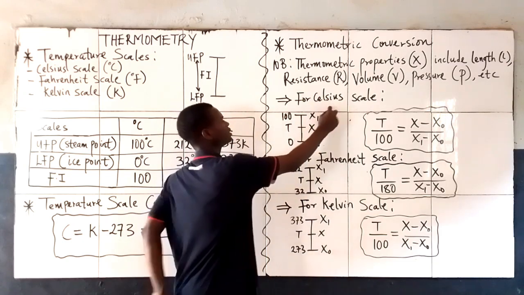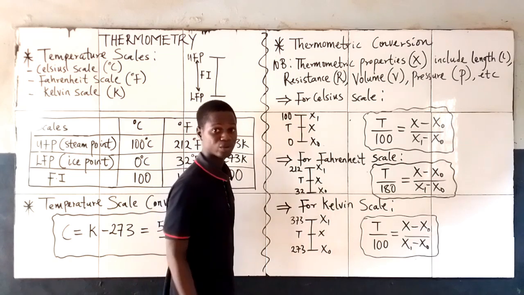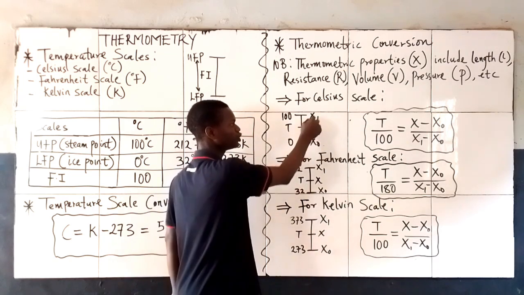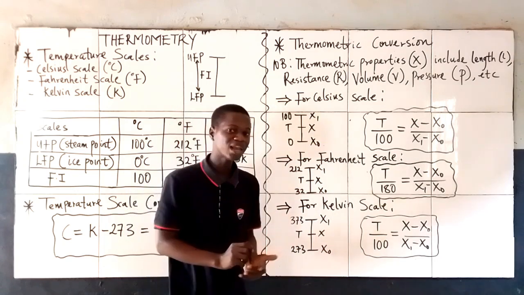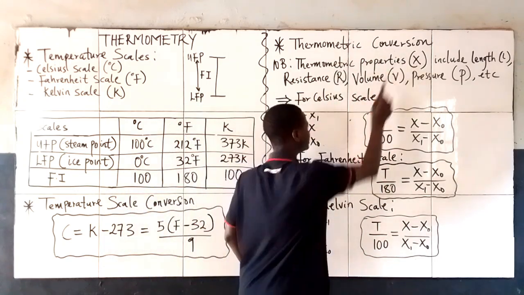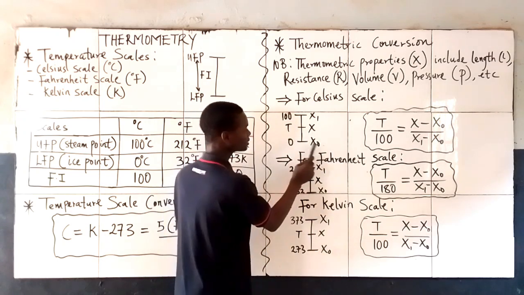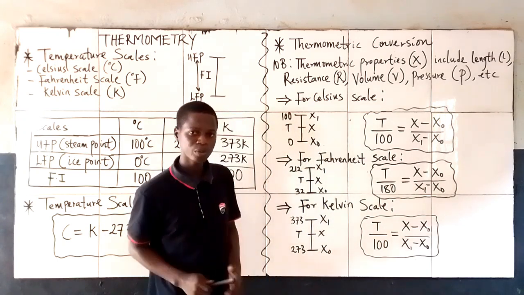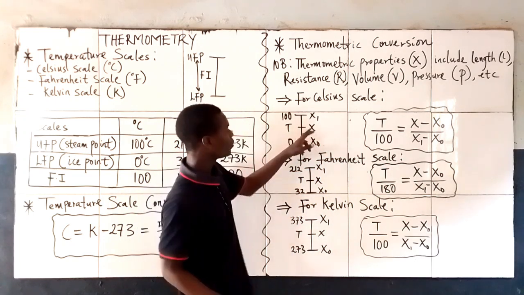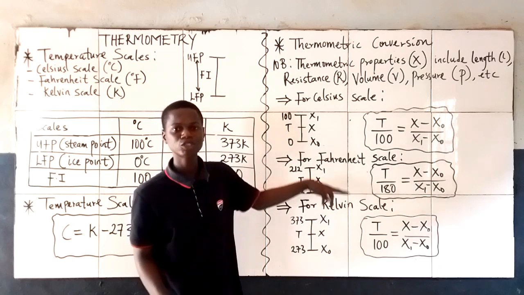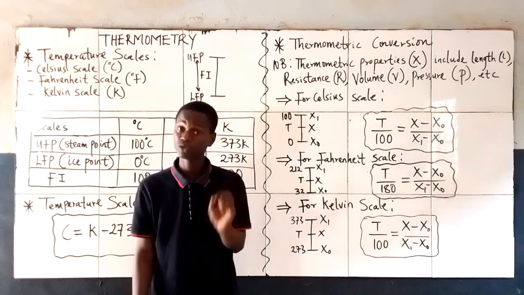We know that for a Celsius scale, the upper fixed point is 100, the lower fixed point is 0. Now they will give you a value for these two. X1 stands for the value of the thermometric property at steam point. X0 stands for the value of the thermometric property at ice point. Now, they will give you this one. This one will be the thermometric property at the unknown temperature, which you have to decide yourself, which you are going to be finding.